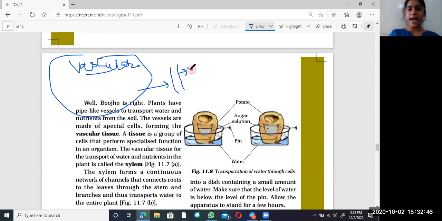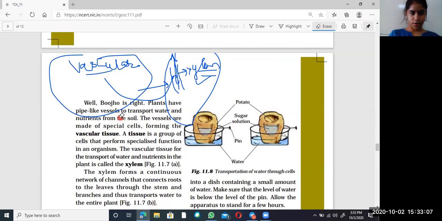Say this is my xylem tissue. It is highly vascular. Means the water is getting transported in and out, in and out, in and out. Okay, so this is the function of your xylem tissue. We'll learn about this tissue very much in detail. Don't worry.